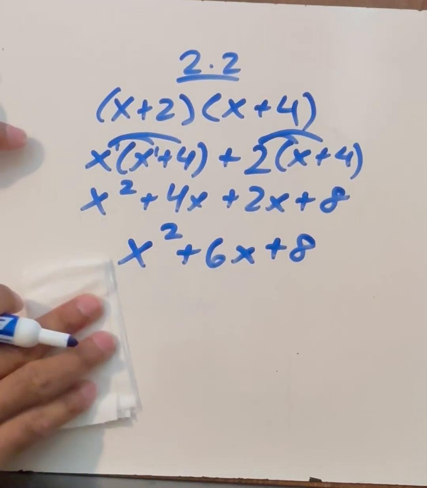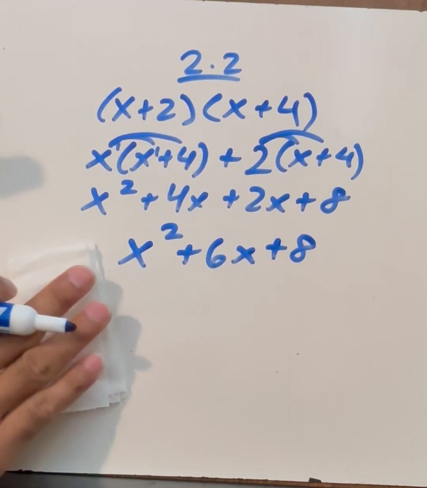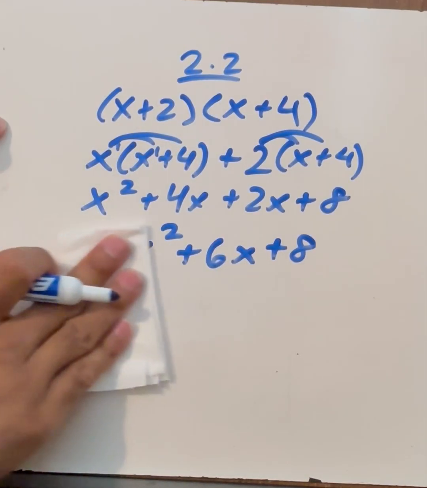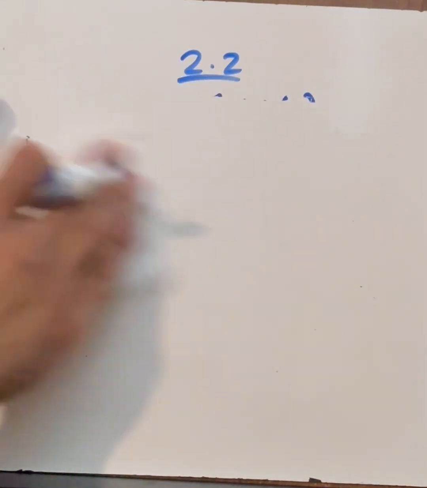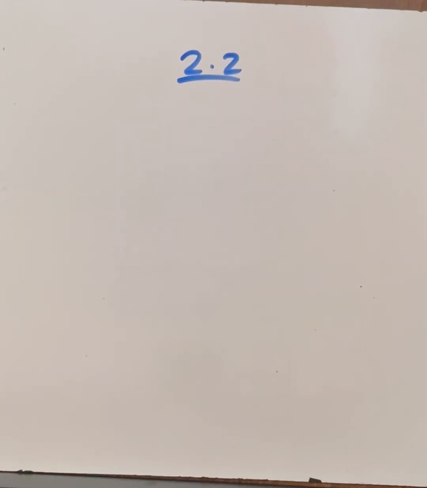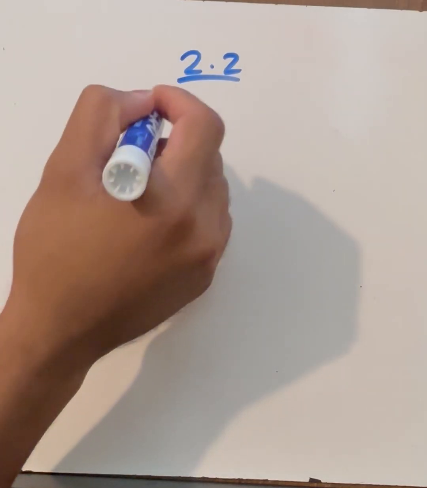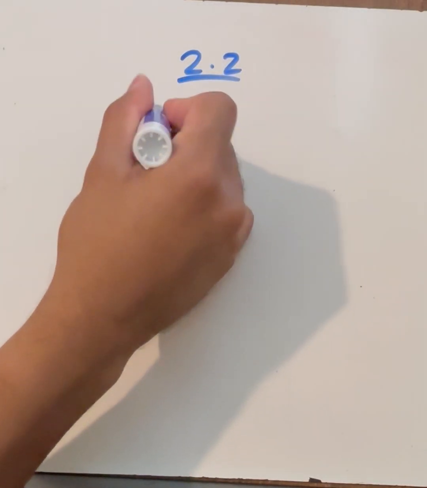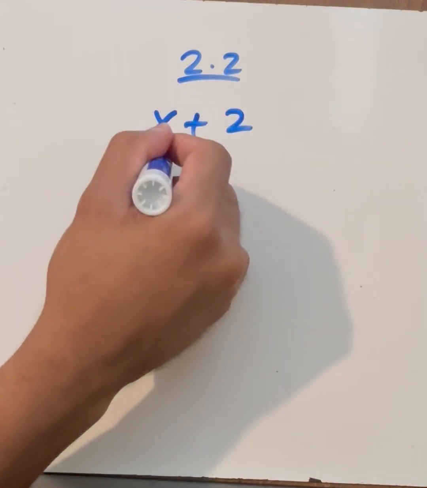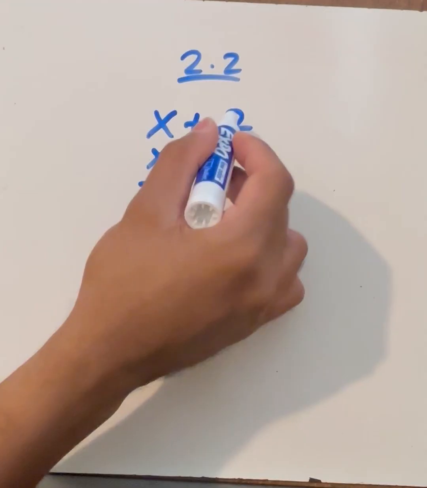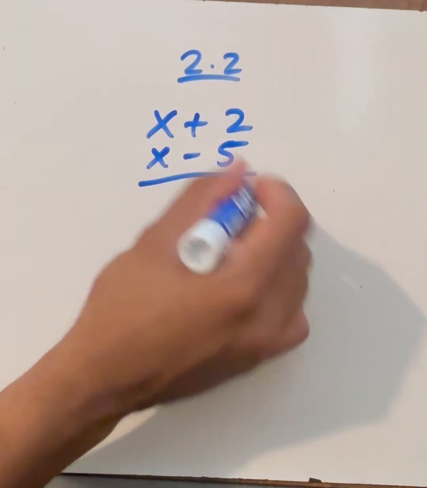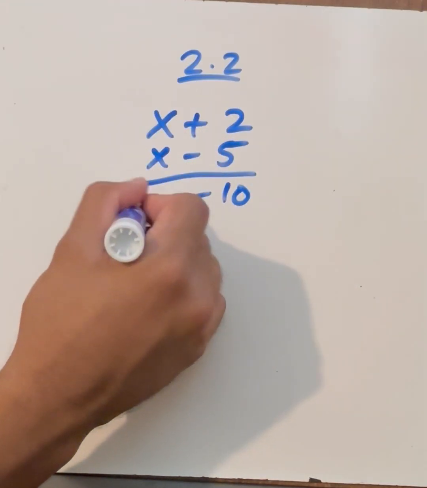We can also use the vertical method, which is when one is stacked on top of the other. Let's take a look at what that would look like. For example, if we had x plus 2 times x minus 5, negative 5 times 2 is negative 10, and negative 5 times x is negative 5x.